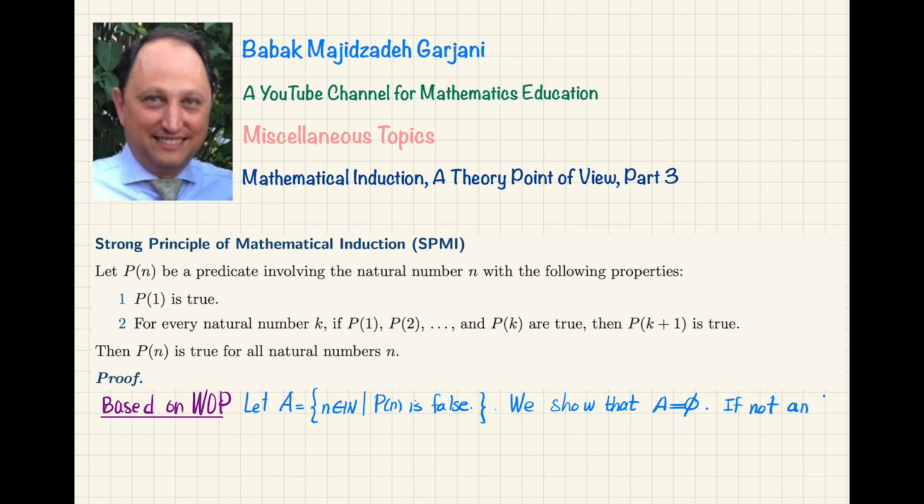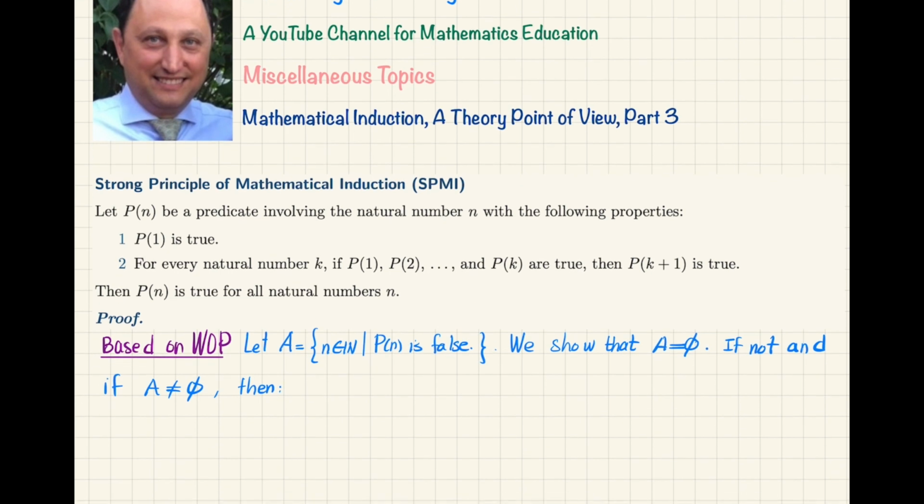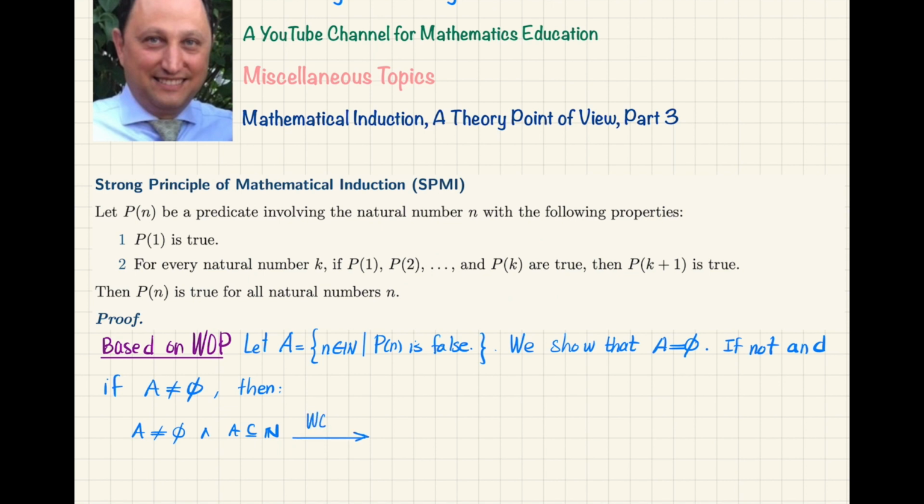and if A is not empty, then on the one hand A is not empty, on the other hand A is a subset of the natural numbers, then the well-ordering principle will guarantee that A has a minimum element, has a minimum.